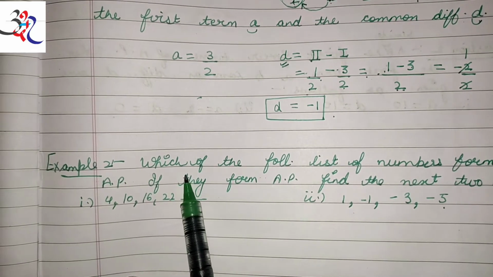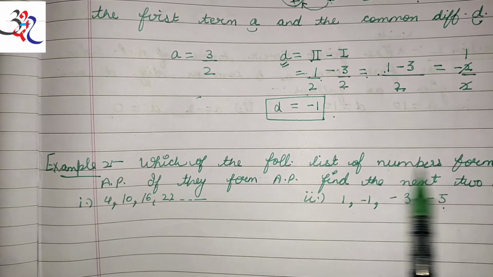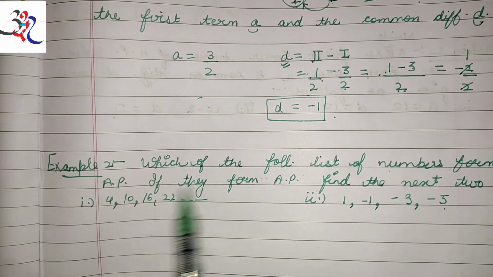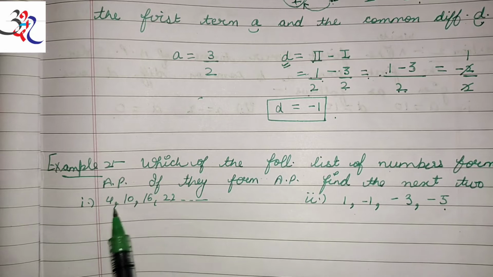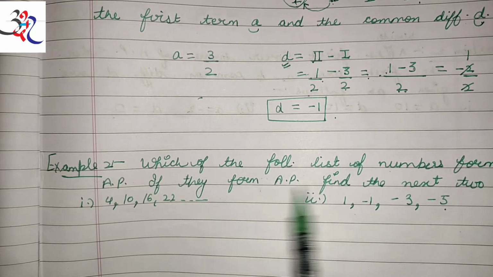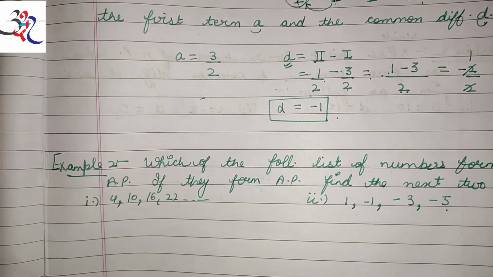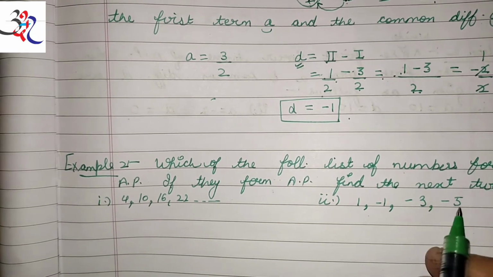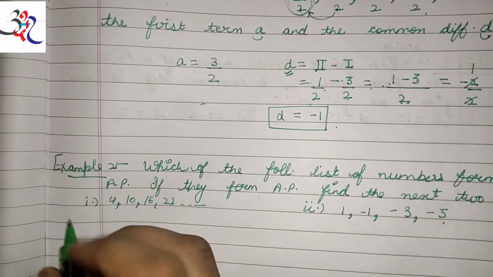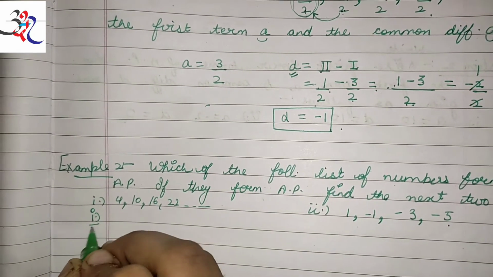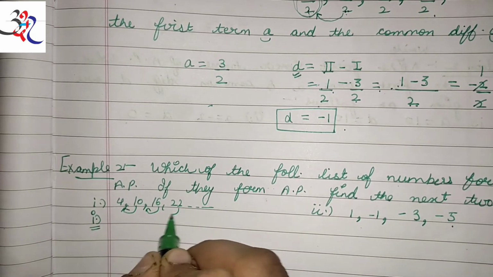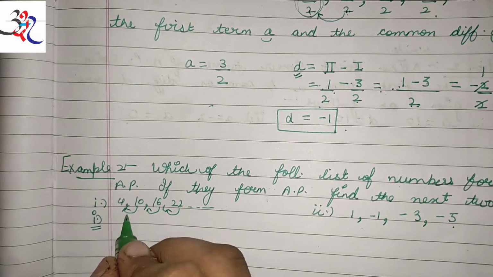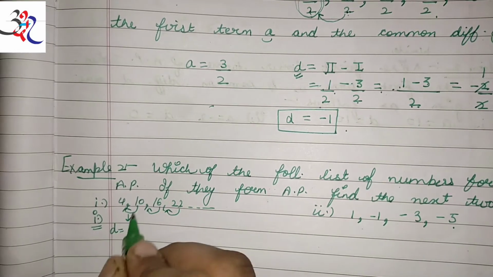So what does the statement say? Which of the following lists of numbers form an AP? So we have to find out whether these lists are forming an AP or not. If they form an AP, find the next 2 terms. So if they are forming an AP, then we have to find their next 2 terms. So how to decide whether it is forming an AP or not? You have to find the common difference between these consecutive terms. So what will be the common difference between this?